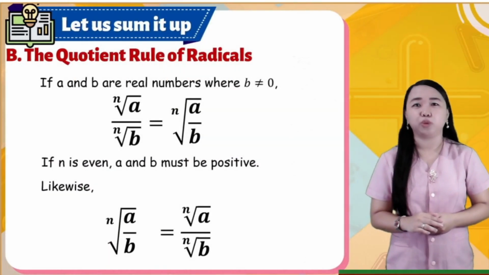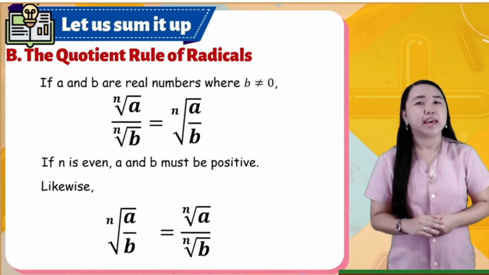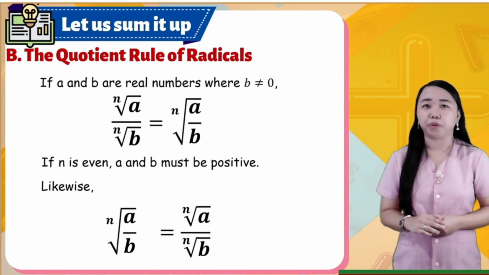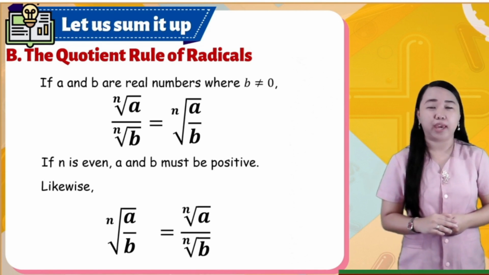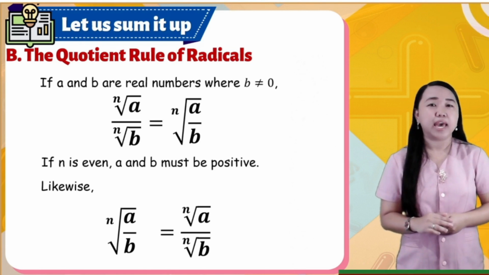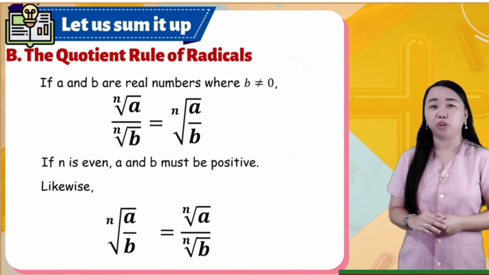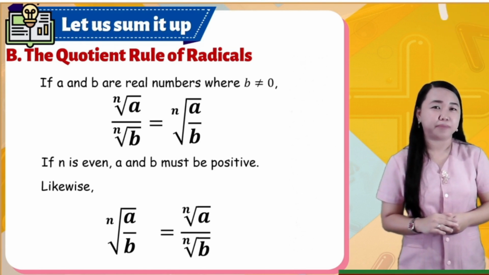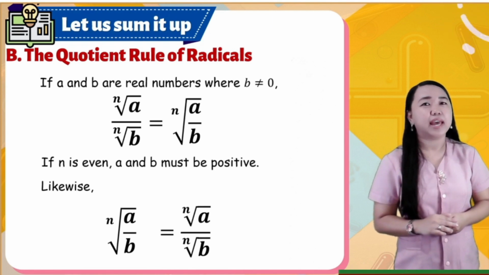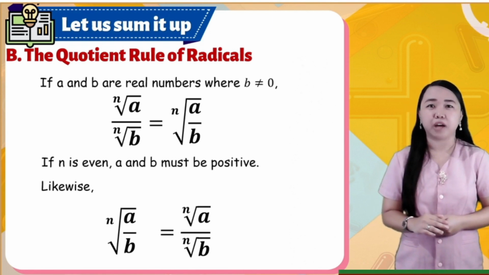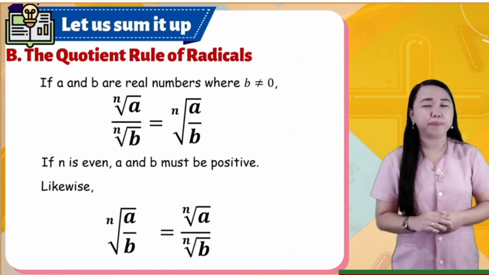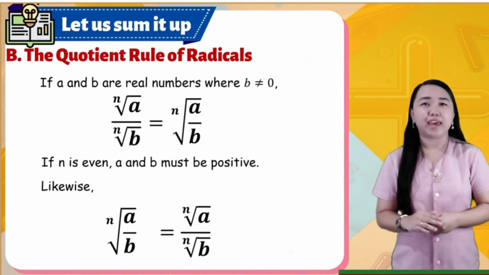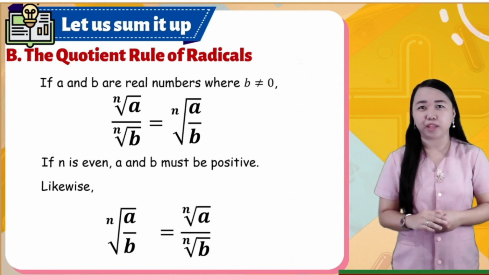The quotient rule of radicals. If a and b are real numbers where b is not equal to 0, nth root of a over nth root of b is equal to nth root of a over b. If n is even, a and b must be positive. Likewise, nth root of a over b is equal to nth root of a over nth root of b.